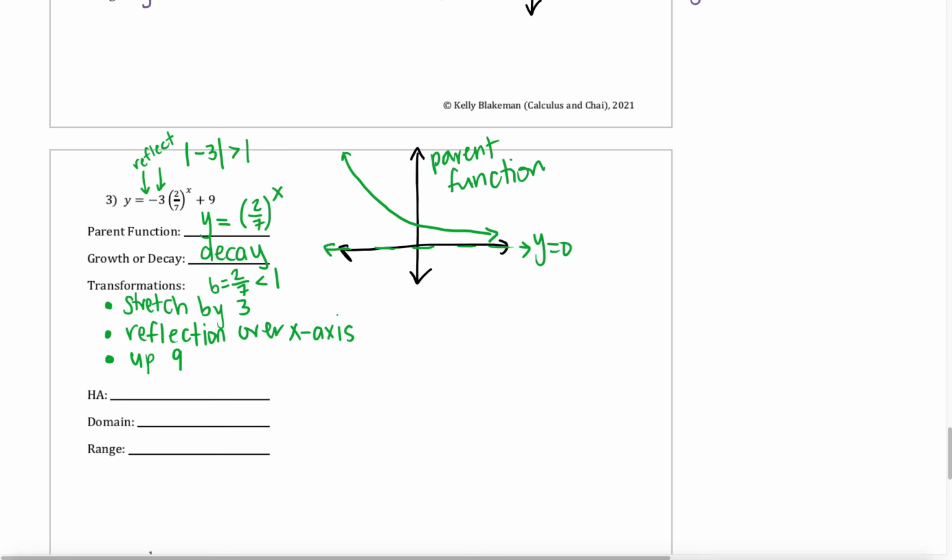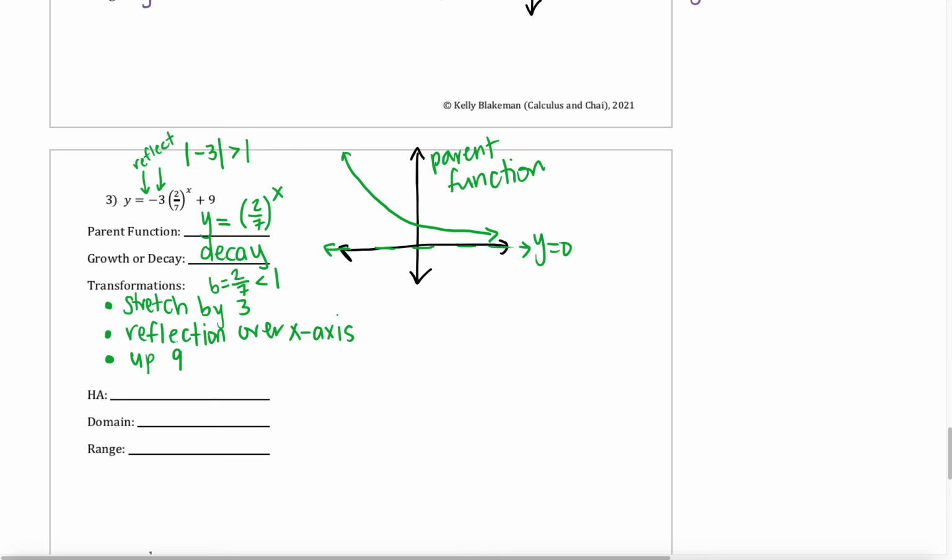Our domain, no matter if I do all those things to it, stretch it, flip it upside down, and then move it up, is still going to be all real numbers, because I didn't stop using any of the x values. I still have all the negatives, still have 0 and all the positives. Our range, however, is going to change.